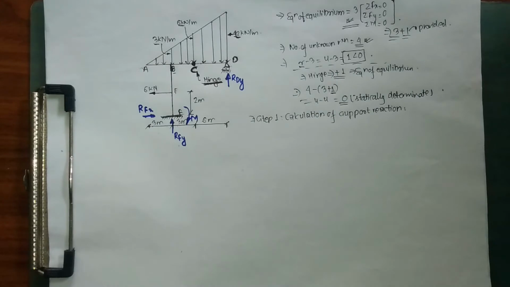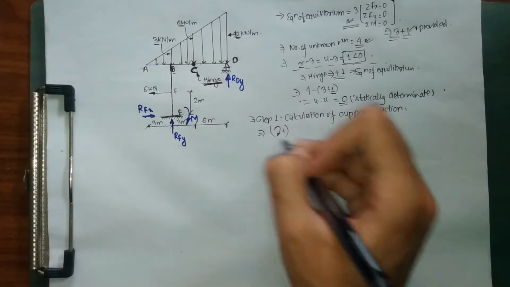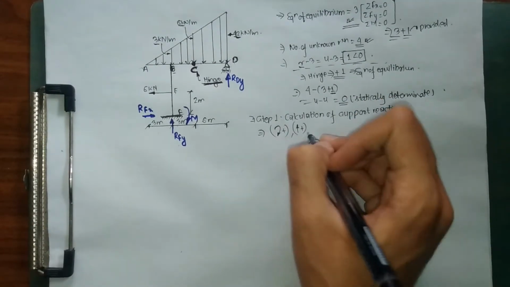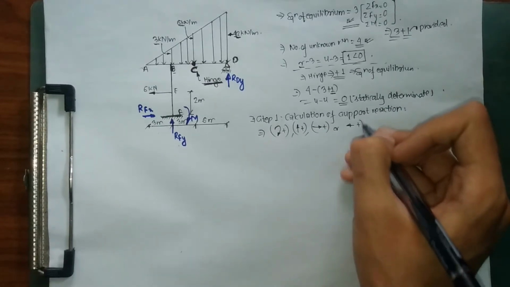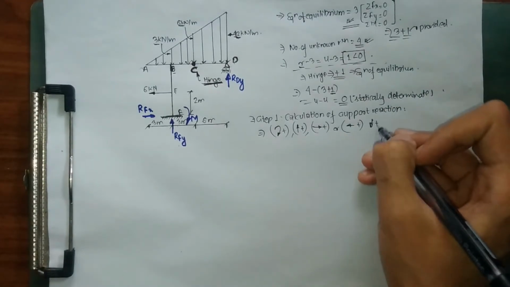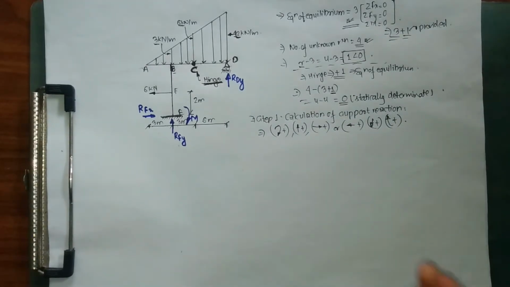As I have already explained in all of my previous videos, you can take any sign convention for your support reactions. You can take clockwise moment as positive, upward forces as positive, force acting to the right as positive, or force acting to the left as positive, downward force as positive, or anti-clockwise moment as positive. You can take any of these sign conventions, but while calculating shear force and bending moment, we have to follow a specific sign convention. While calculating support reactions, we can follow any of them.